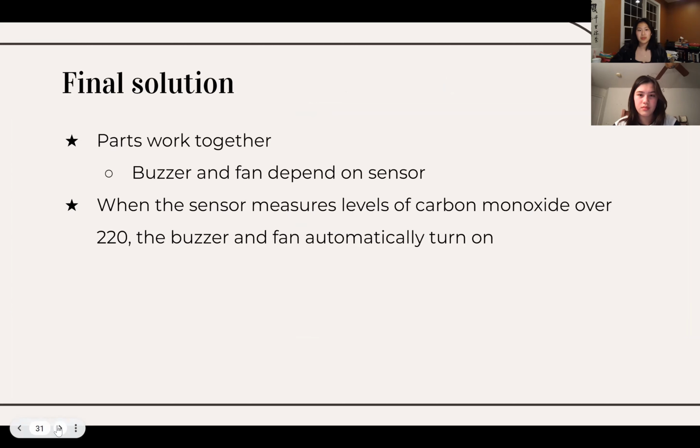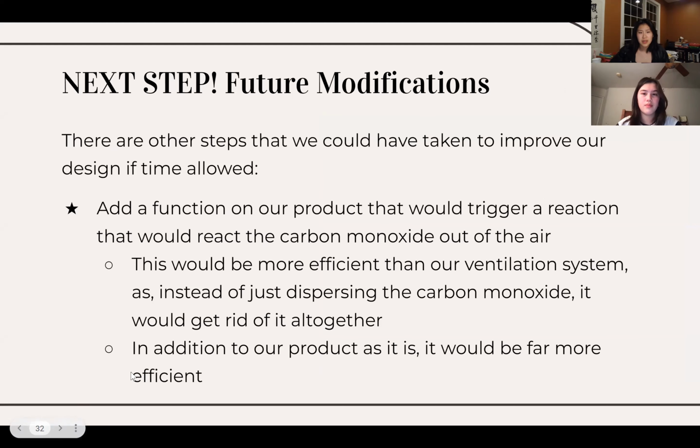So our final solution worked really well because our buzzer and fan both depend on the sensor. When they reach the dangerous level of over 220 parts per million, the buzzer and fan automatically turn on and keep ventilating the system. For future modifications, if more time allowed, we would want to create a function that would take the carbon monoxide out of the air altogether. This would make our project wider in scope and take care of the issue altogether.